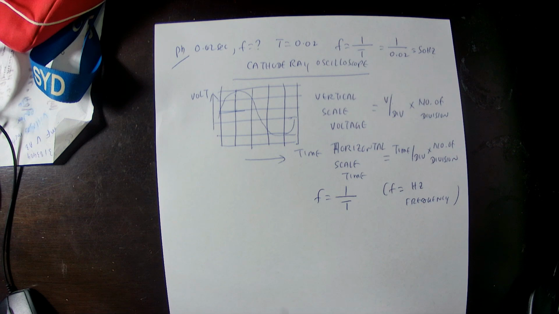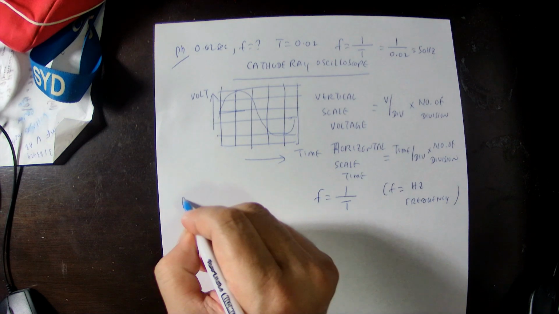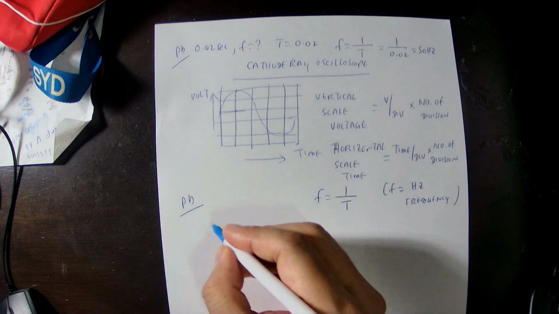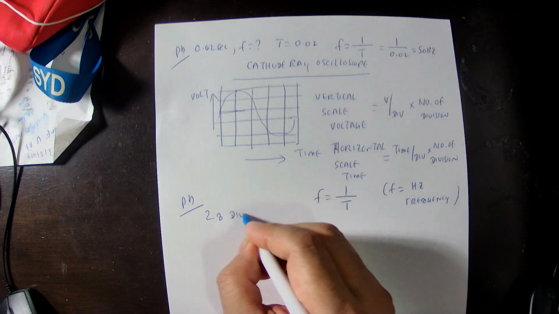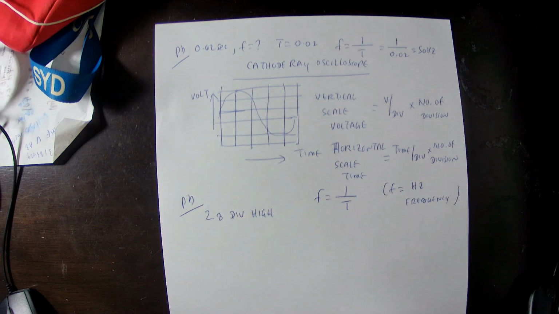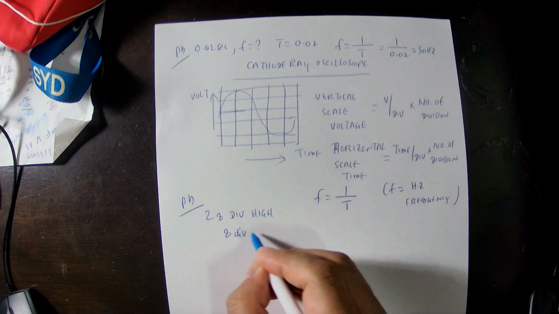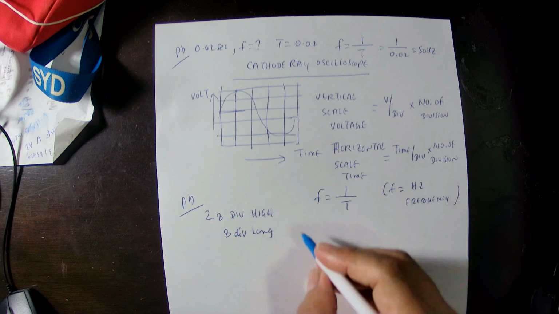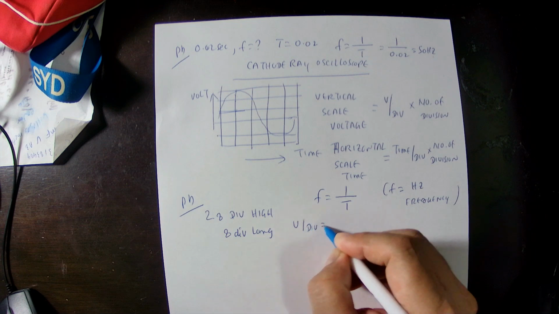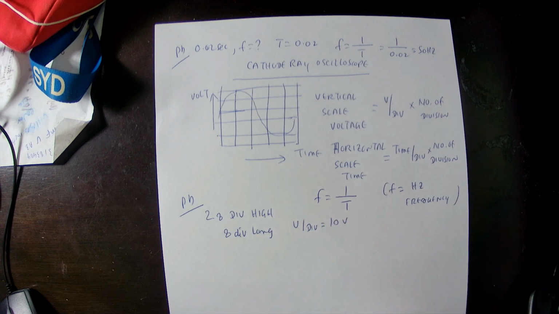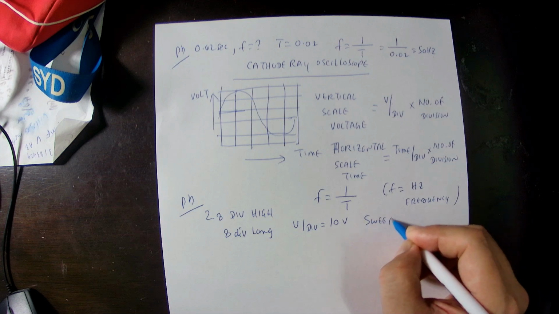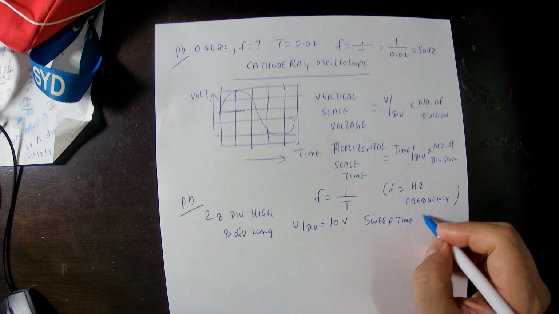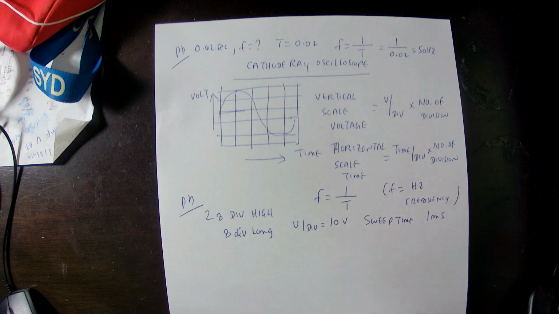Now let's see one problem. In this problem, we measure the waveform. In this case, it is 2.8 divisions high and 8 divisions low. So we have to measure the voltage. In this case, we select the volts per division, which is 10 volts per division. Switch time is 1 millisecond.